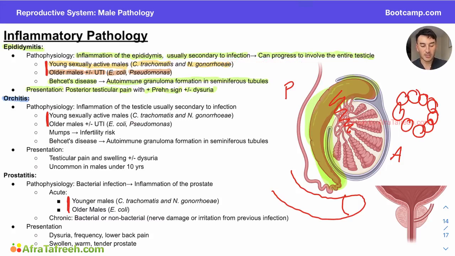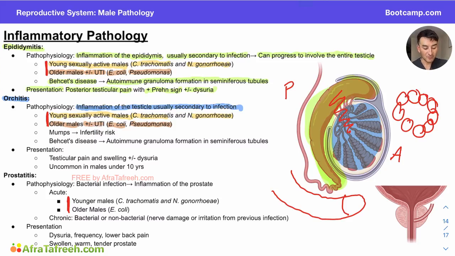Orchitis is going to be inflammation of the testicle itself, as opposed to the epididymis. If we talk about the pathophysiology here, it's going to be very similar: inflammation of the testicle, usually secondary to infection. The rule that I want you guys to pay attention to is the population and the bugs affecting it. In our young sexually active males, it's going to be chlamydia and gonorrhea. And then in our older males, it's going to be E. coli and Pseudomonas, which can be accompanied by UTI-like symptoms.